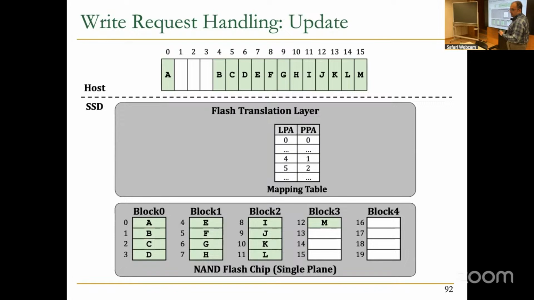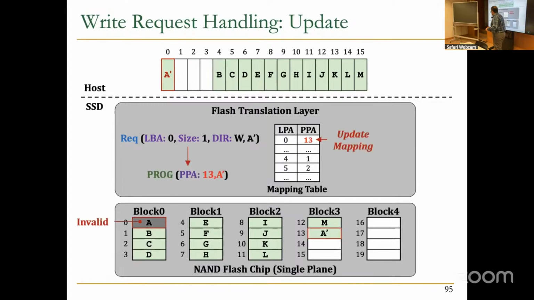Okay, sounds good. Later on, you receive another write, which is considered an update, because you are writing another value to a logical block address that you have written in the past. What we do here is an out-of-place update. The open block now is block 3, so we just write A prime there. Then we need to make the old one invalid, and we also update the mapping with the new location for this logical page address.